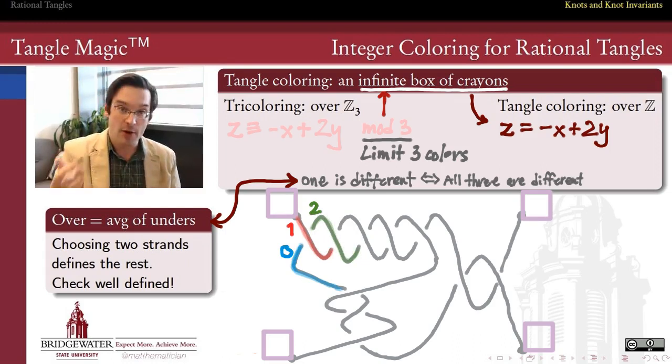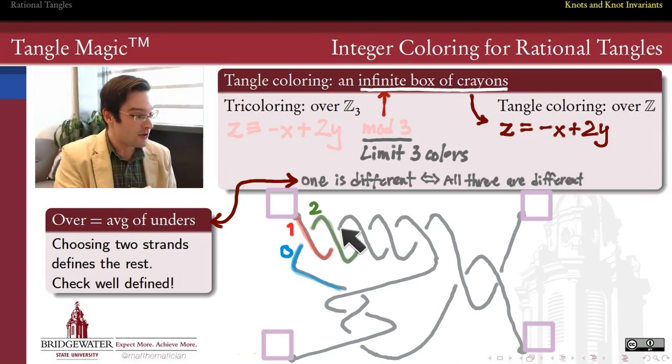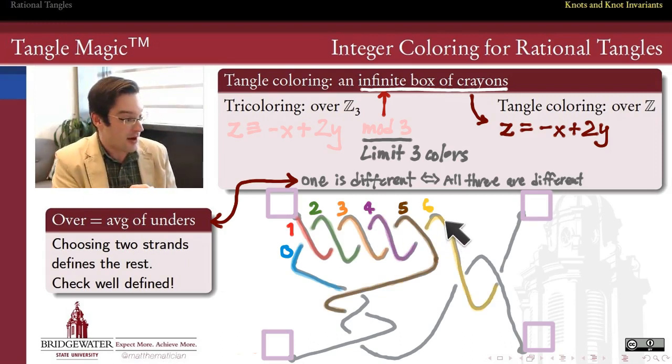And then I just keep going. I keep chasing through the rest of my tangle and figure out what the rest of the colors are. For instance, this strand right here is going to be twice the over minus the under, twice 2 minus 1. This strand is going to be 3. And so on, and so on, and so on. Until eventually I've run through all of these twists in the northwest corner of my rational tangle.